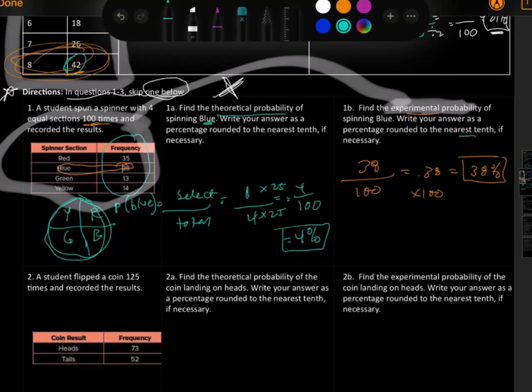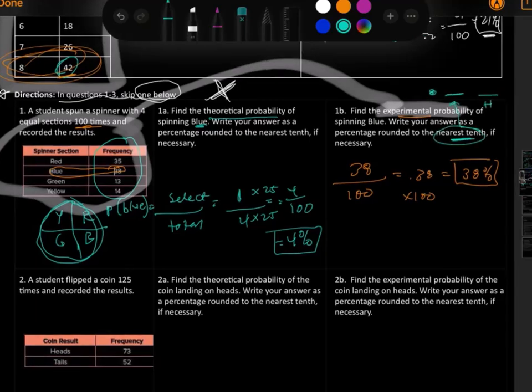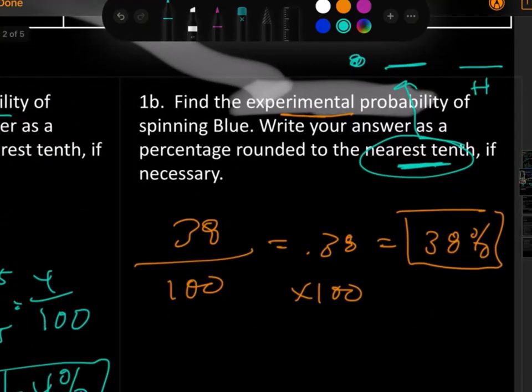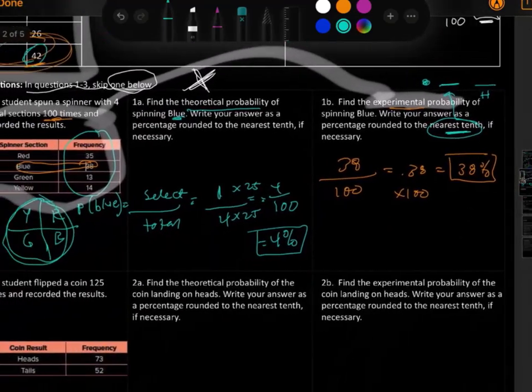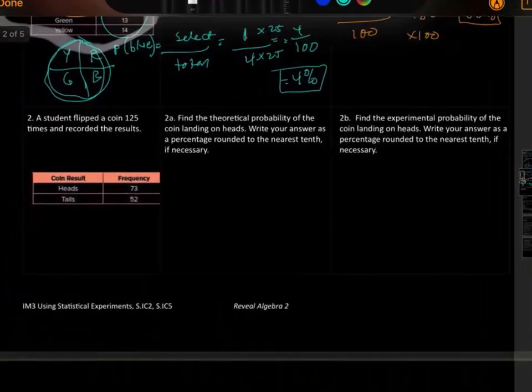Let's do a quick fraction lesson. That would be, the tenths would be this spot right here. This spot is the hundredths, and so that helps you round up or round down to get to the tenths. Okay? All right, let's try question number 2 here.